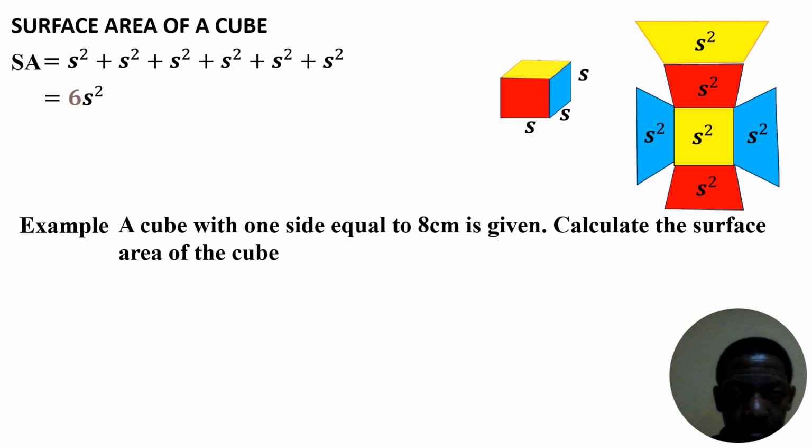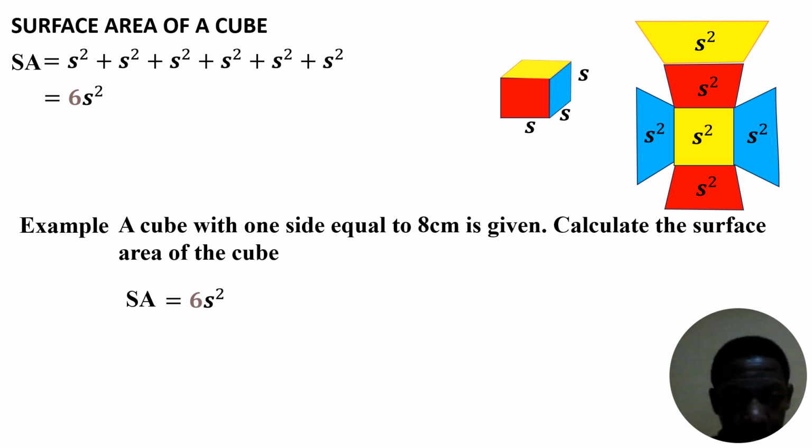Right, let's have a look at this example. A cube with one side equal to 8 cm is given, and we need to calculate the surface area of this cube. So the starting point will be the formula that we will be using to calculate the surface area of a cube. Right, here we go. The surface area of a cube is 6s squared, because we have 6 areas of s squared in a cube.